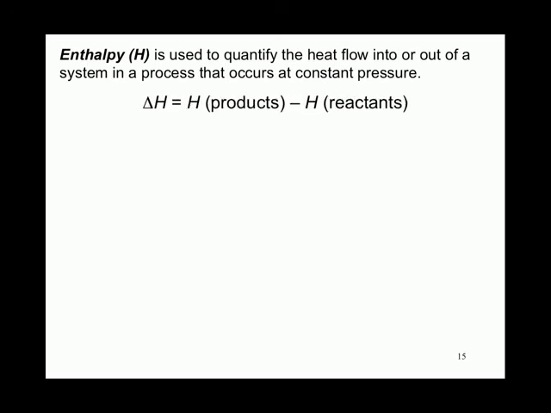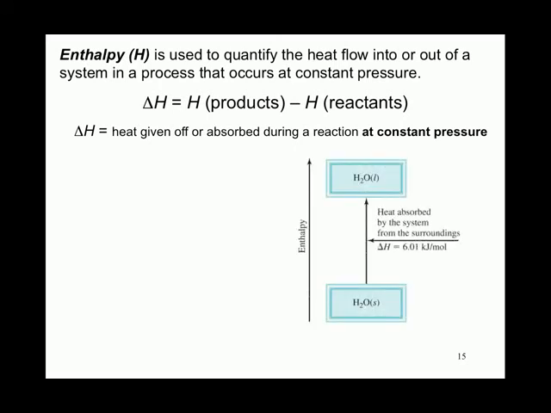So delta H can be calculated by finding the enthalpy of the products and subtracting from that the enthalpy of the reactants. So delta H equals the heat given off or absorbed during a reaction at constant pressure. Here's an example we saw earlier: water solid, or ice, becoming water liquid. Now heat is absorbed from the surroundings, and this is the value for it. You notice that the units are kilojoules per mole. So for every mole of ice, which would be 18 grams of ice, 6.01 kilojoules must be absorbed just to convert the ice at 0 degrees to water at 0 degrees.